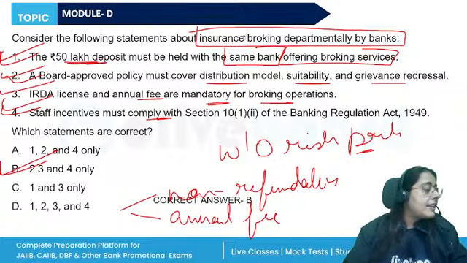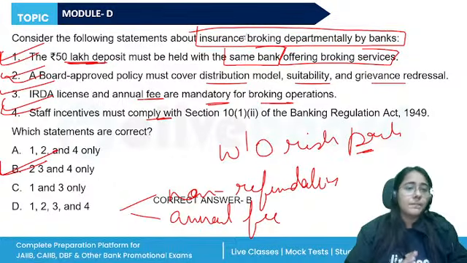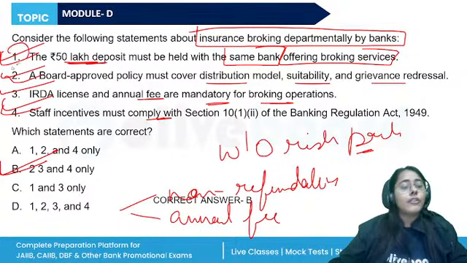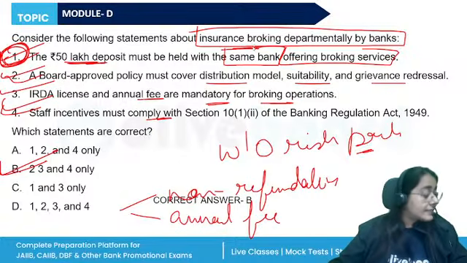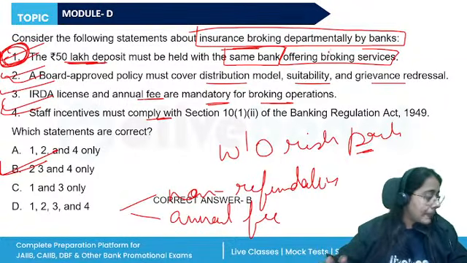IRDAI will have a lien over that deposit. Okay, so the correct answer will be B. Rest all the statements are correct. There is the requirement of the 50 lakh deposit, true, but it will not be kept by the bank with itself. They will keep it with another scheduled commercial bank. Keep this thing in mind.